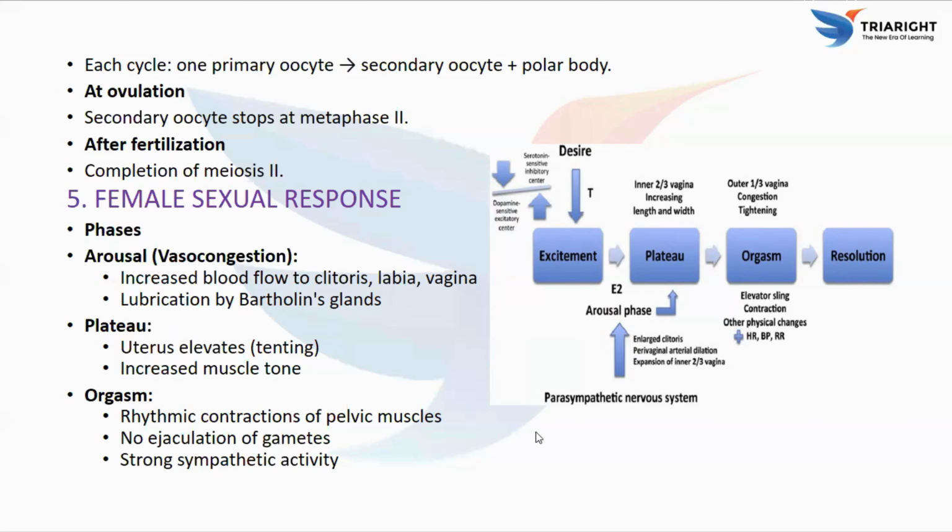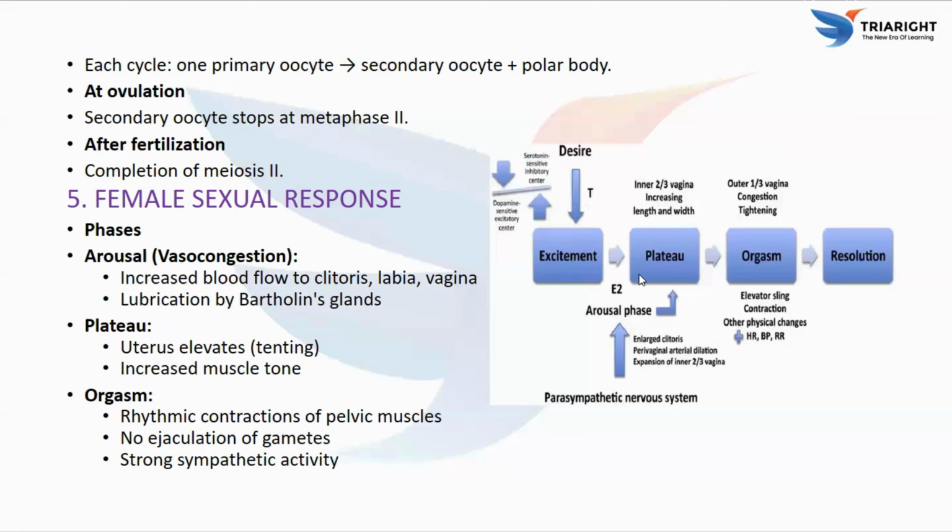So what is desire? This is the emotional and mental interest in sexual activity. This is controlled by dopamine, which increases the excitement. Serotonin may inhibit or slow the desire. And testosterone increases the sexual interest. So desire happens in the brain, not the reproductive organs.